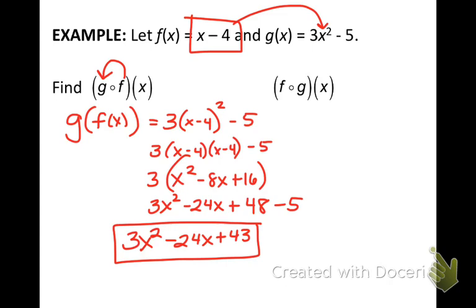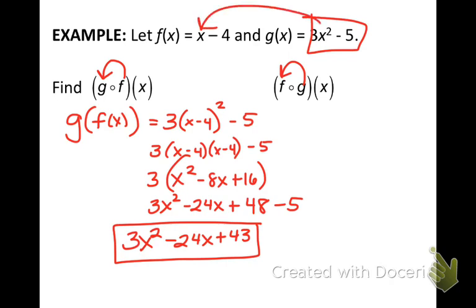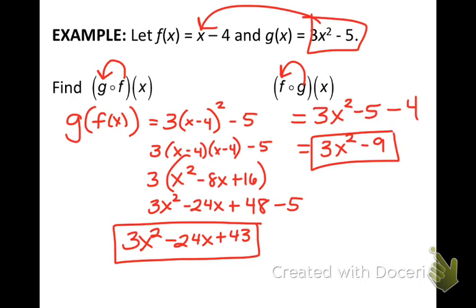Okay. Now let's do it the other way. Now I'm going to put my g function in, which is going to be a lot easier because I'm not going to have to FOIL anything. I'm going to take my g function and put it in place of my x in the f. So what would that look like? Well, instead of x, I'm going to put 3x squared minus 5, minus 4. Then all I have to do is combine these to minus 9, right? So that one's a lot easier. We don't have to put it in the squared.